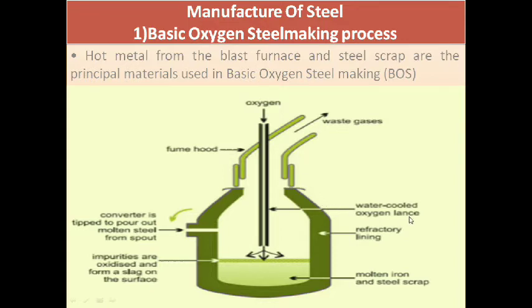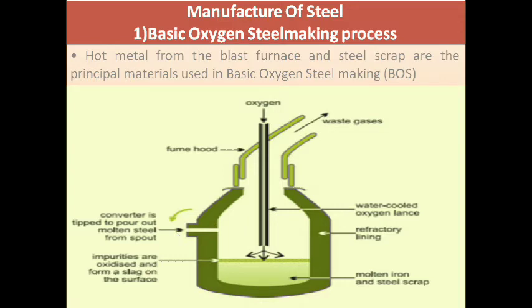Here are the water cooled oxygen lances. This is the oxygen in the center of this tube, which is surrounded by water cooled oxygen lances. Here is the refractory lining. This is the converter, which is tilted to pour out the molten steel from the spout. That means the steel you have prepared, you can withdraw from here.